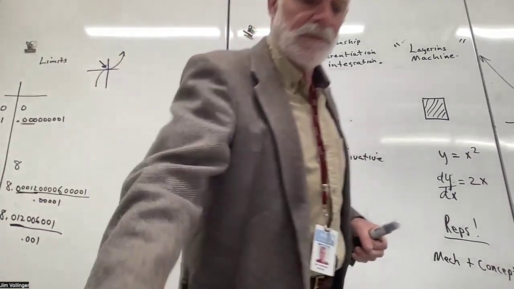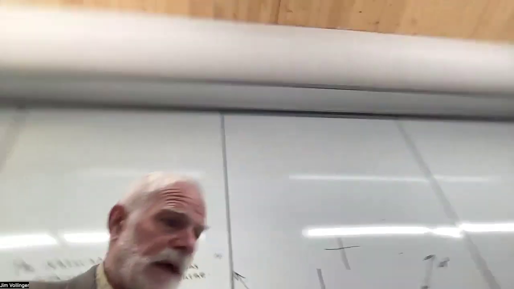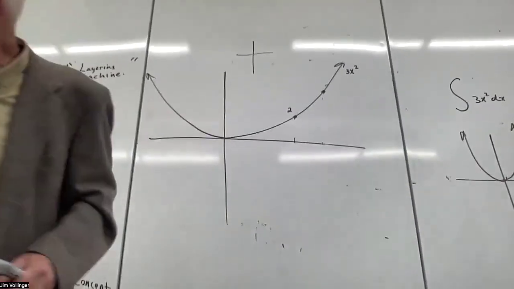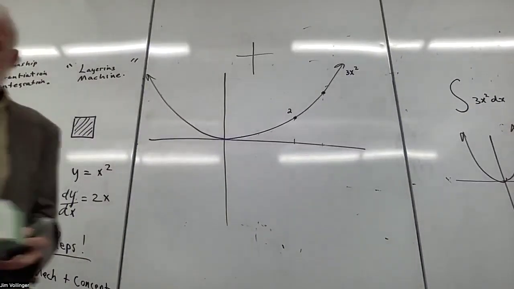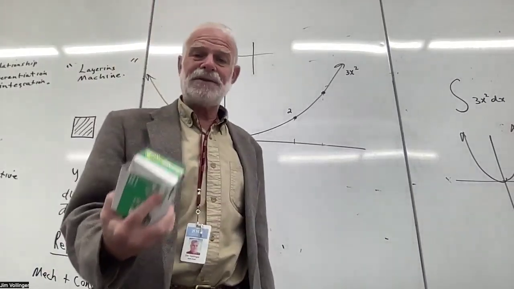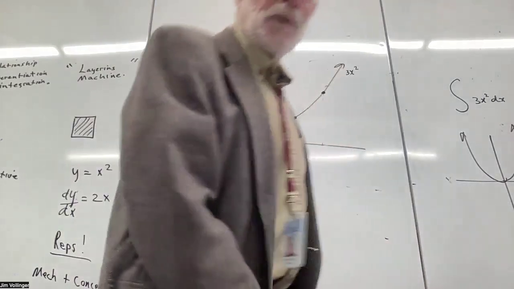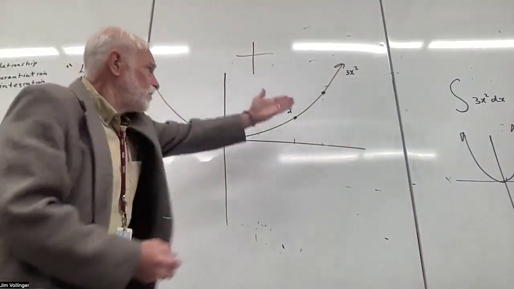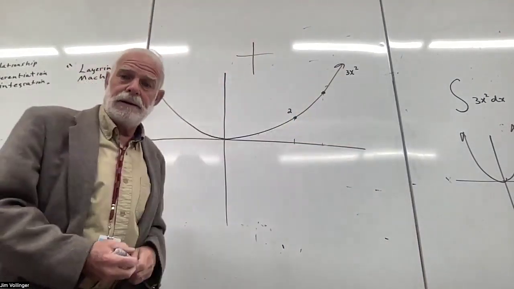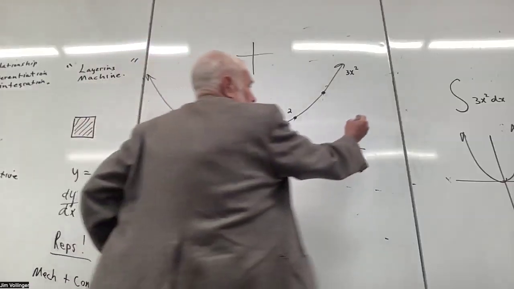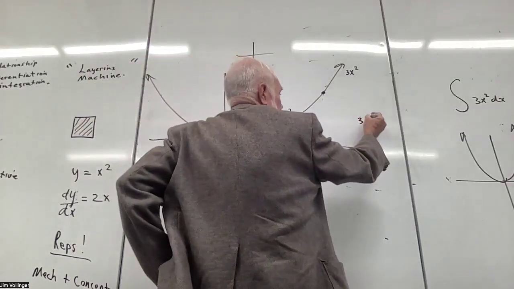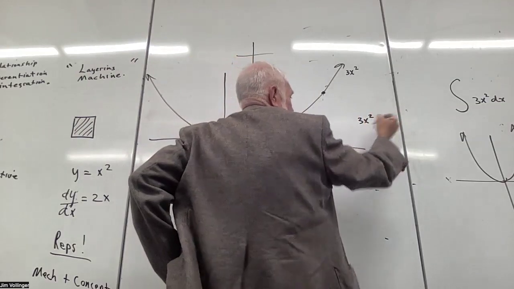But let's dive in a little more deeply still, because I don't think I'm going to be carrying this box around in my pocket. So what helps us understand this process? Well, 3x squared is a parabola, and what I'm suggesting is that 3x squared dx is a product.